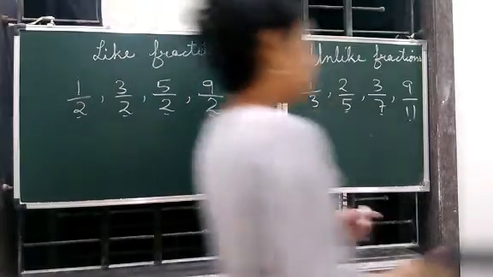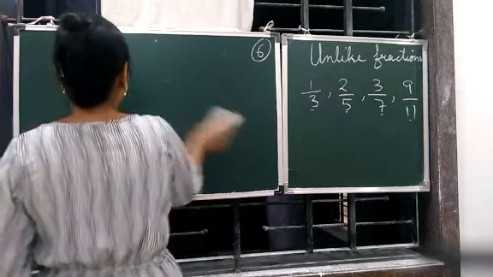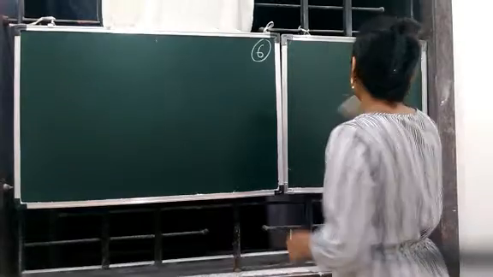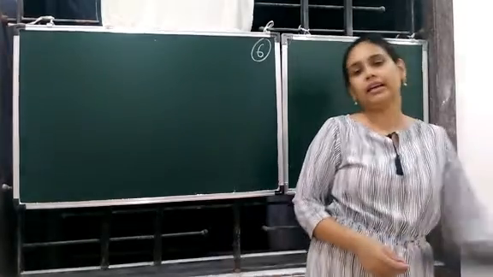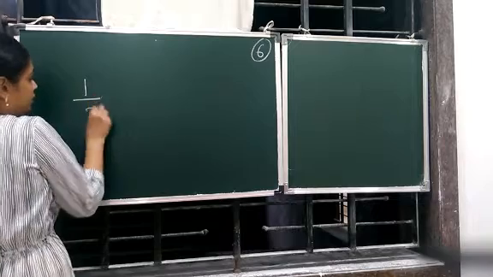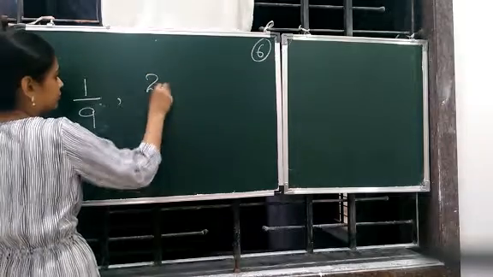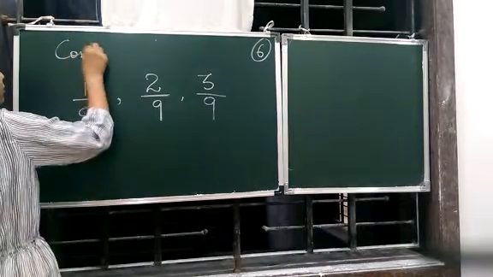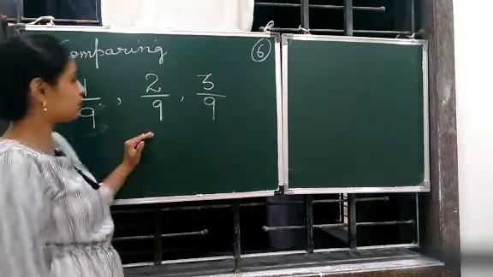Okay. So now, comparing fractions. Comparing fractions means, children, to find out which fraction is greater or which fraction is smaller. Okay. So, when we are comparing fractions, fractions can be like or unlike. Like or unlike means if fractions are like, okay, comparison, or you can say comparing, when fractions are like. Fractions are like means denominators are same.